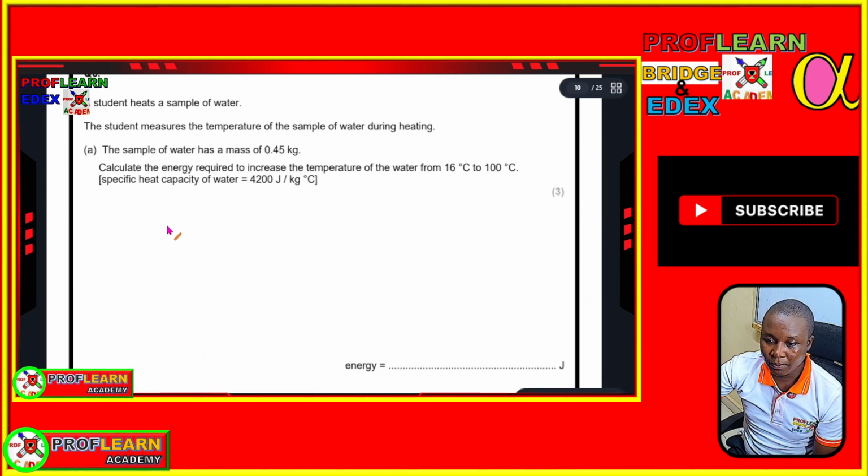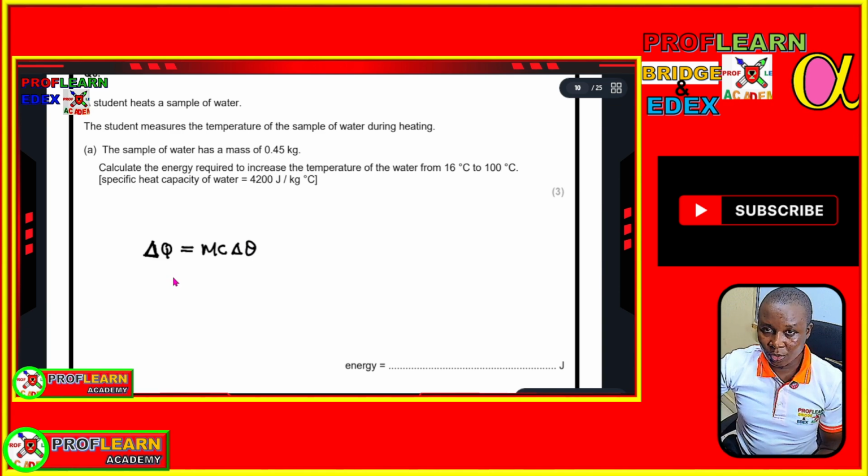Yeah, so the next part is to calculate the energy required to raise the temperature from 16 to 100 degrees Celsius. So we need to understand that the quantity of heat, the amount of energy, is going to be mass times specific heat capacity times the temperature change. So m is the mass and c is the specific heat capacity.